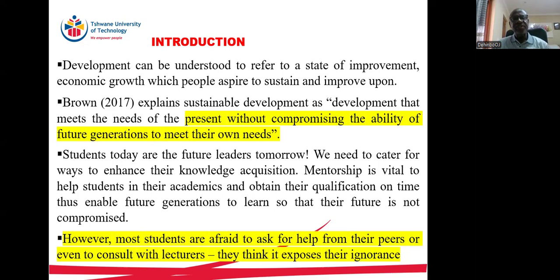So Brown 2017 explained that sustainable development, therefore, is a form of development that meets the needs of the present without compromising the ability of future generations to meet their own needs. Meaning that as the country strives to progress and develop, it is important that we don't limit the chances or the effort of future generations to be able to develop and meet their own needs also. So when we look at students today, they are our future leaders tomorrow. Therefore, we need to cater for their ways to enhance their knowledge.